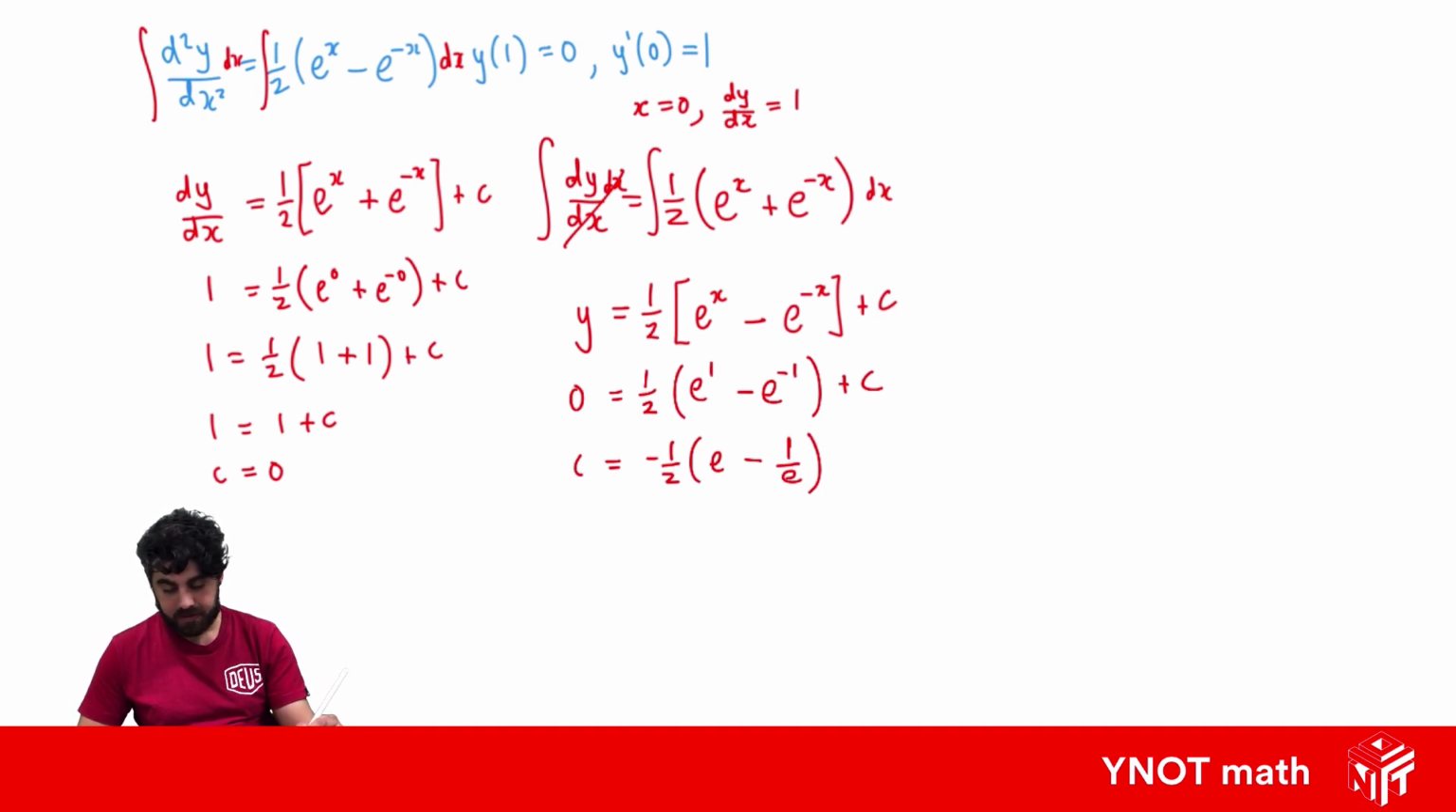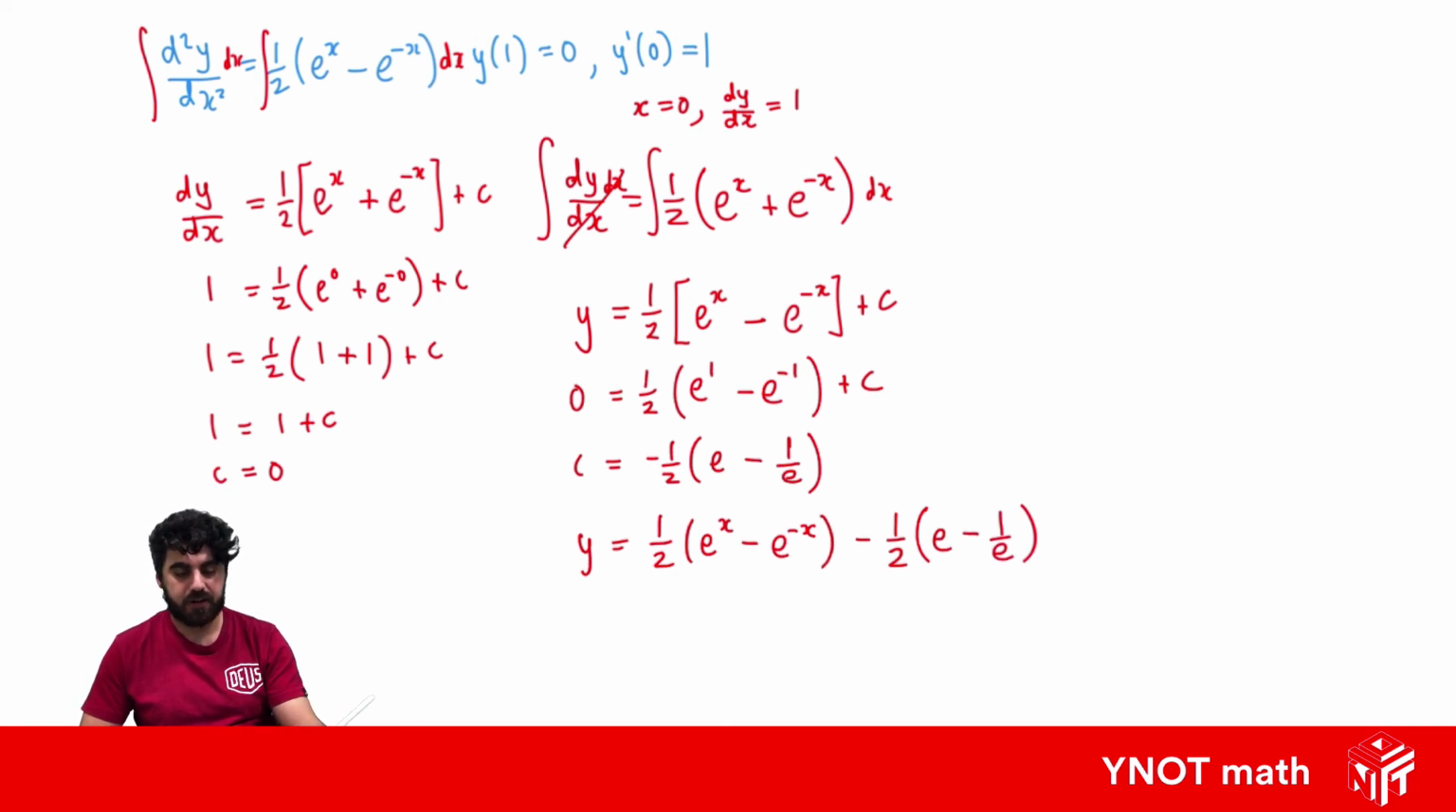And then we can go ahead and sub that back into our equation for y. So we get y equals a half outside of e to the x minus e to the minus x minus our constant, which is a half minus a half outside of e minus 1 on e. And that's our final solution for that differential equation.